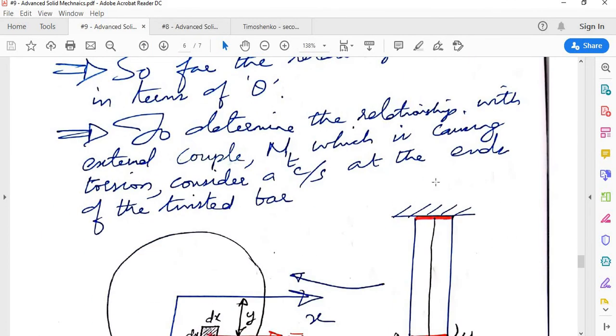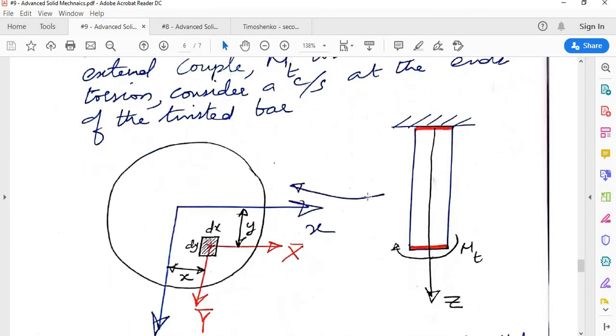So that is what I have tried to do here. For that, let us consider a section at the ends, either at the bottom end or top end. The intermediate locations are free of forces, but at the bottom and top you will have external moment, right? This is the external torsional moment. There will be a reaction here.